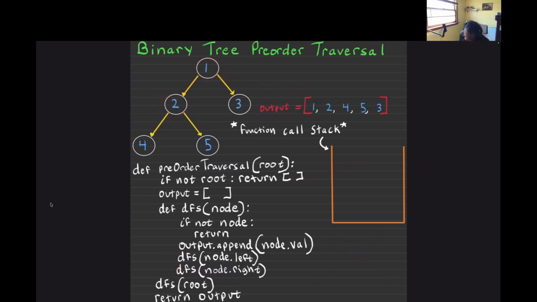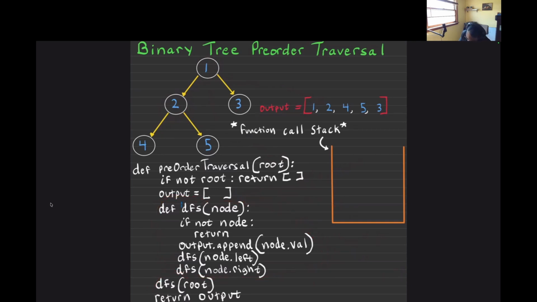So if not root, we return empty. In this case, we do have a root node, so we're going to pass it in. And the output is an empty list, right? So then we define this depth first search function and we call it here, okay? So we call it here and then we go into the depth first search function. So let's go ahead and add this call into our call stack.